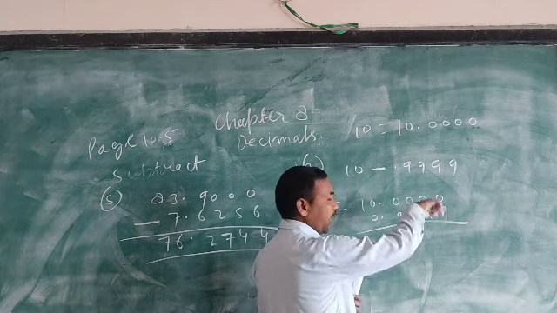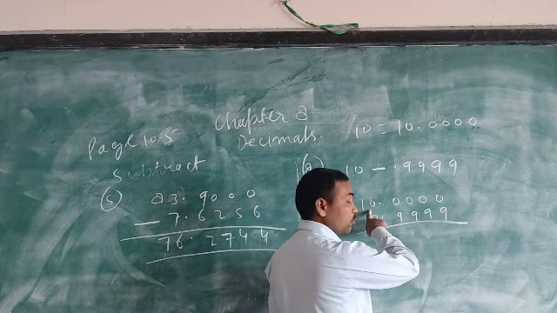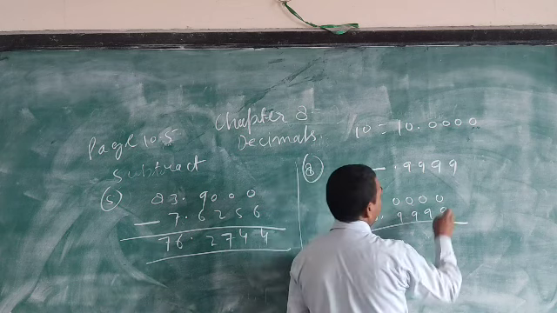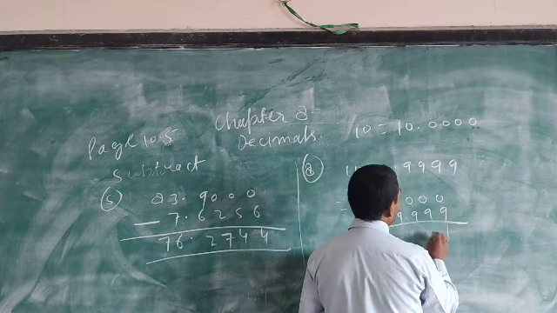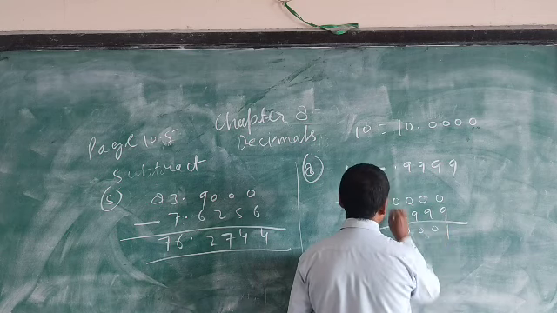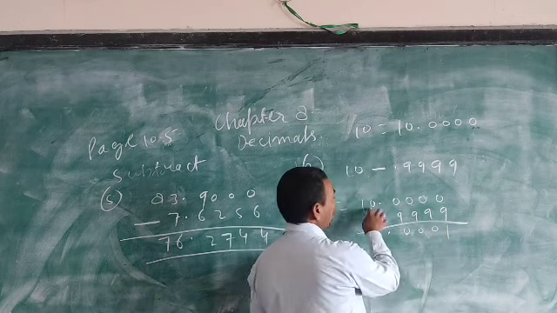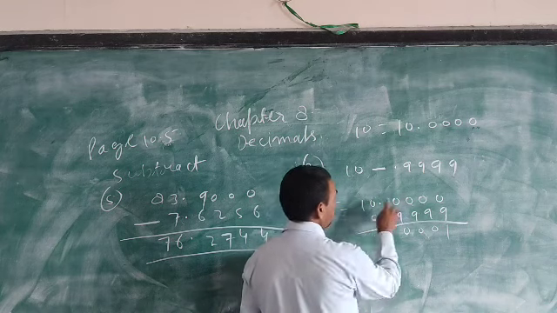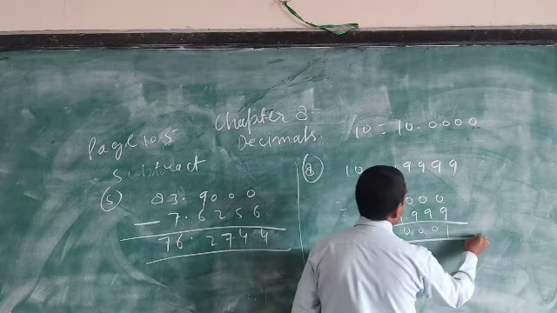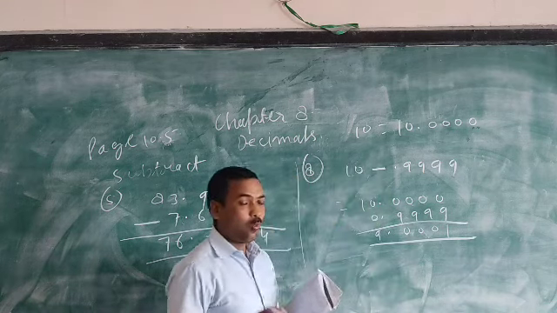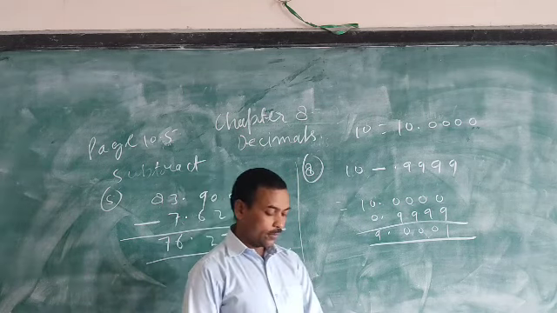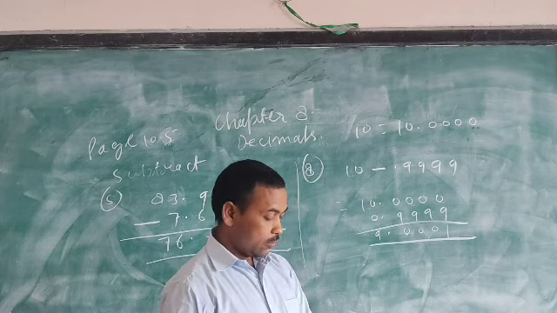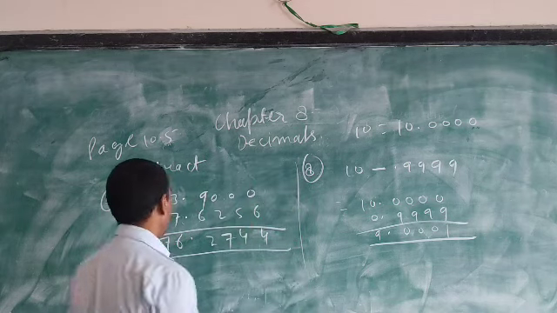You can subtract like whole numbers, nothing different. So take 4 from here, it becomes 10. 10 minus 9 is 1, and here 9 minus 9 is 0. Point should be below point, and here it becomes 9 also. So your answer is 9.0001. So think how to do this type of question, and you have to make more and more practice.